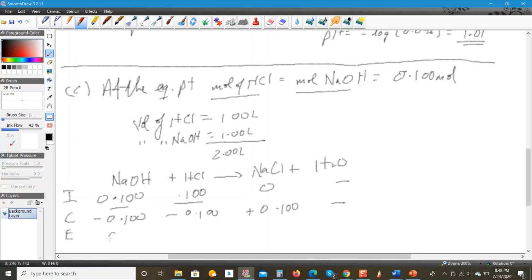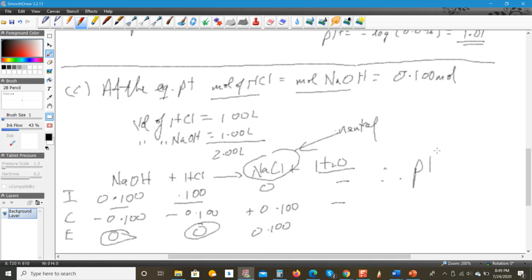So at the end of the reaction, you're going to have none of this, and you're only going to have in the solution 0.100 moles of sodium chloride. Now remember, sodium chloride is a neutral salt. All right? So what does that mean? Well, we have no sodium hydroxide, so that won't affect the pH. We have no HCl, so that won't affect the pH. And because sodium chloride is neutral, and of course water is, that means that the pH of the solution at this point would be equal to 7 because it's neutral. All right, so that's basically how that is answered.